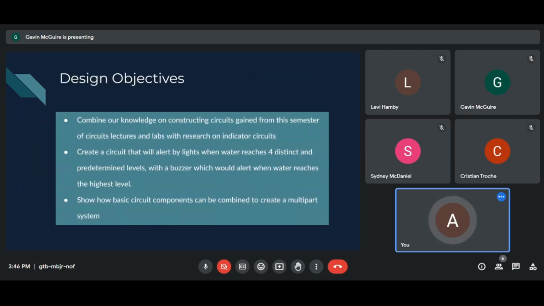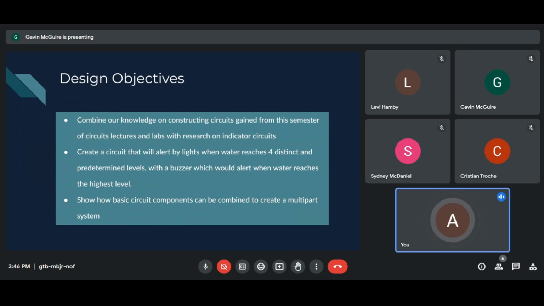Our design objectives for the circuit. The first one would be that we wanted to combine our knowledge from our Engineering 271 circuits class from our labs and lectures, along with research that we did on other water indicator schematics to create a working circuit.